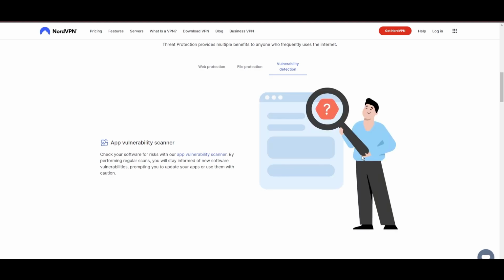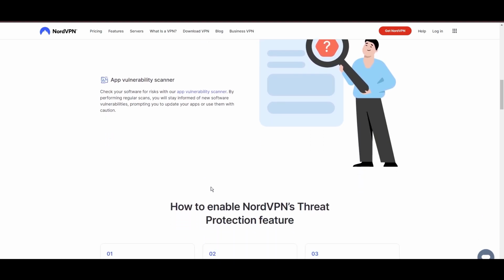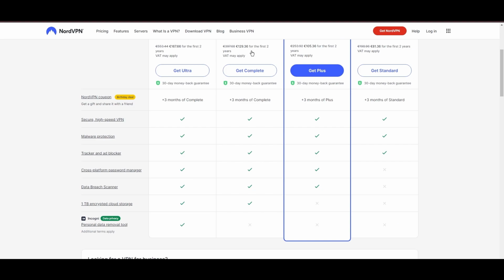Despite being a premium service, NordVPN is affordable, with plans beginning at $3.39 per month.